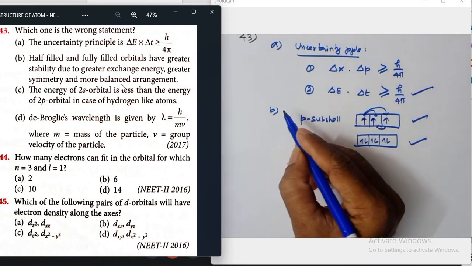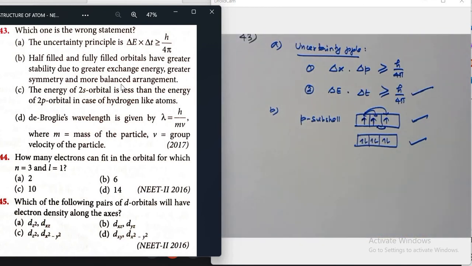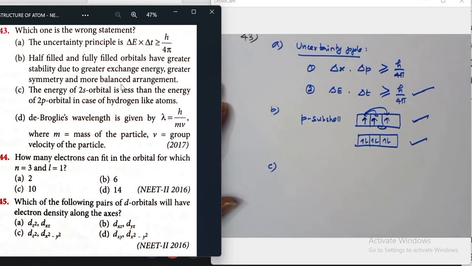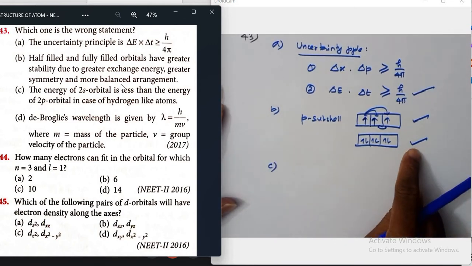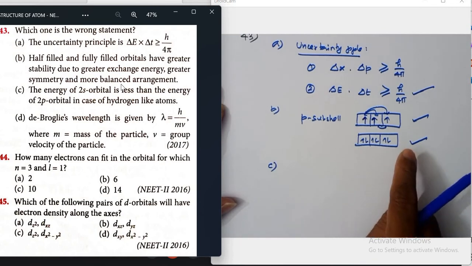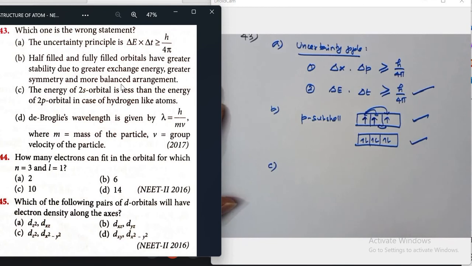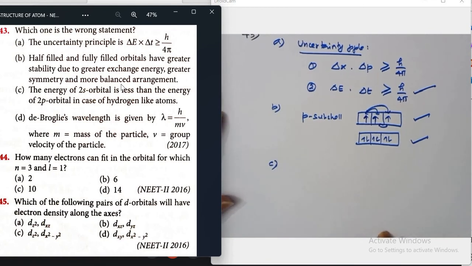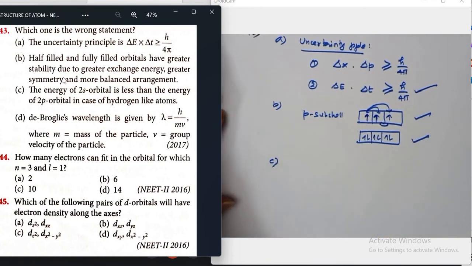Option B, that statement is a correct statement. Then let me go to the next one. Remember this, half-filled and fully filled structures are stable. Then option C, just go through that.